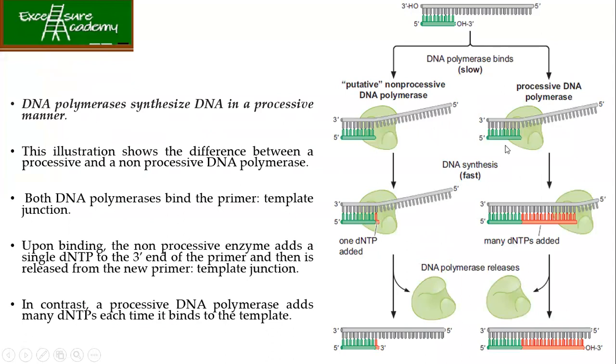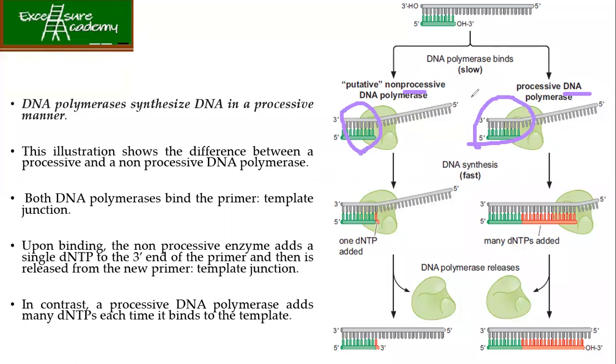Okay, so let's talk about the diagram over here. तो इस फिगर में आप देख सकते हैं इसमें difference दिया है between the processive and the non-processive DNA polymerase का. Okay, so here we have got the non-processive and here we have got the processive. Now what is happening? You can see that in both the cases, the DNA polymerase will go and bind to the primer template junction. So ये आपका primer template junction हुआ.